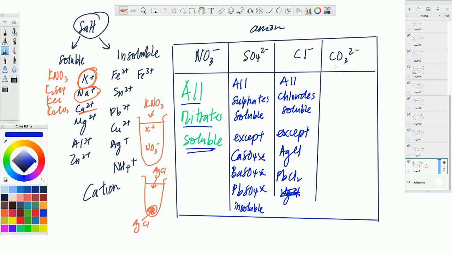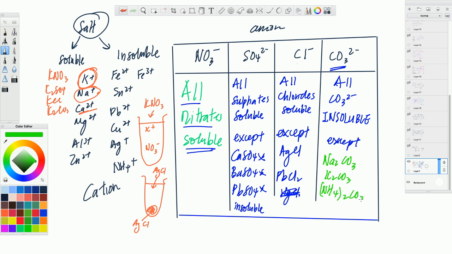Okay, carbonate. All carbonates are insoluble. However, there are some that are soluble in water. For example, sodium carbonate, potassium carbonate. These three are soluble. Okay, so that's the first thing you have to memorize: solubility of salts. Okay, that's the first thing you have to remember, because if you can't remember this, you can't do anything.